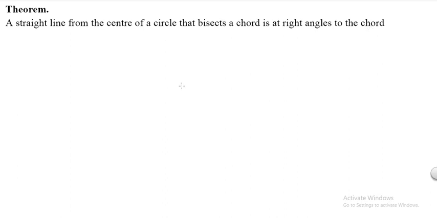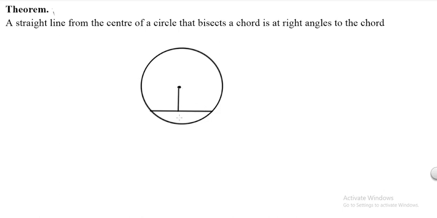What this means is, if we have a circle and let's say this is the center of the circle, and we also happen to have a chord here. If we have a straight line from the center to the chord and this straight line happens to bisect it, (to bisect is to divide a line into two equal parts), then this theorem is telling us that the angle between the radius and the chord will be a 90 degree angle.